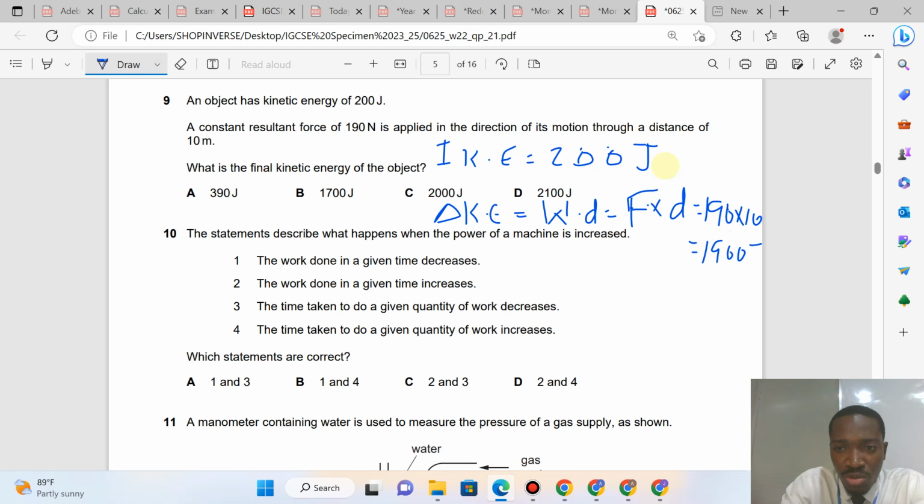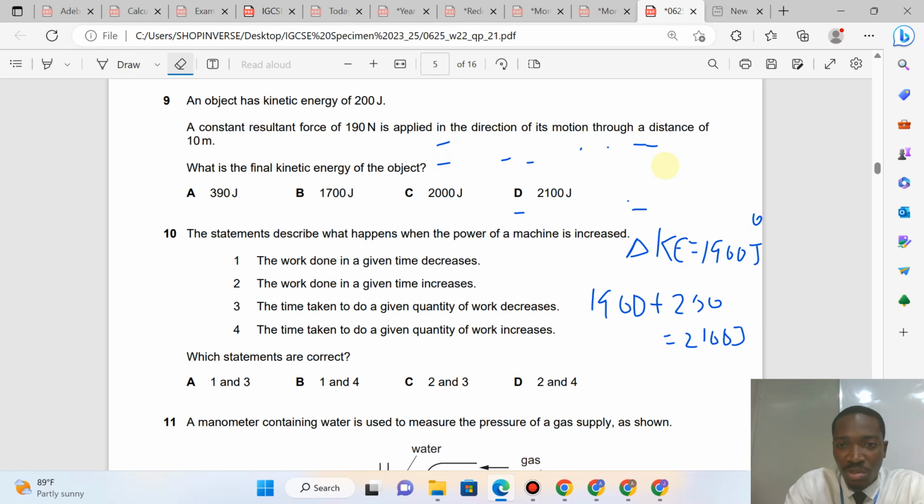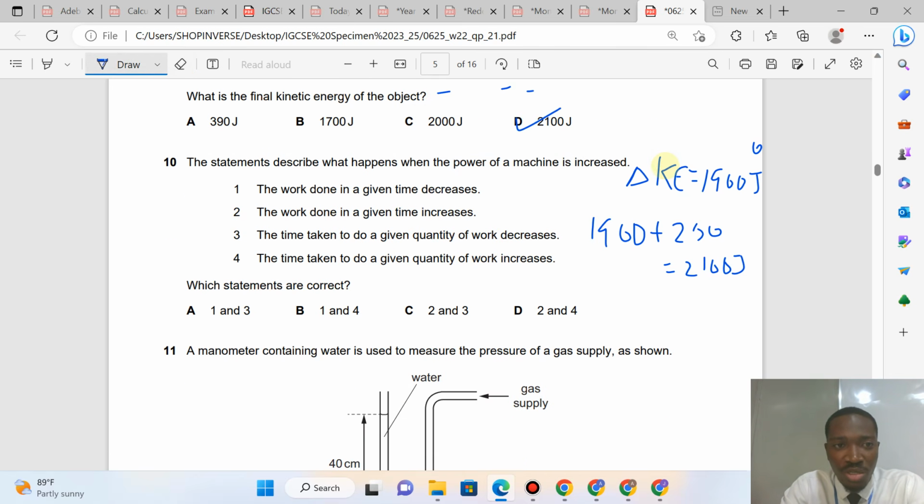1900 joules. By the time you add this change in kinetic energy, which is 1900, to the initial kinetic energy, that will be 1900 plus 200. That will be what? 2100 joules. Get it? Good. 2100 joules, which is option D. That's the correct answer to question 9. Option D, so we shade option D. We go straight to question 10.